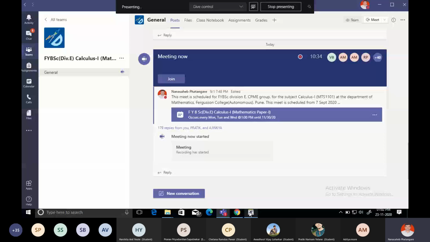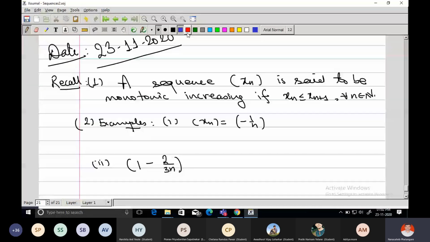about monotonically increasing. The sequence xn is said to be monotonically increasing if xn is less than or equal to xn plus 1 for all n. What does that mean? That is, x1 is less than or equal to x2 for n equal to 1. The same thing is true for n equal to 2, which means x2 is less than or equal to x3, and x3 is less than or equal to x4.